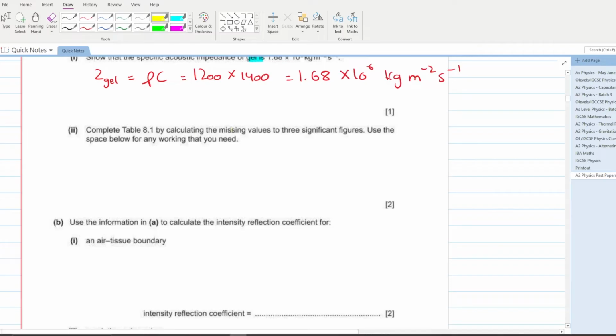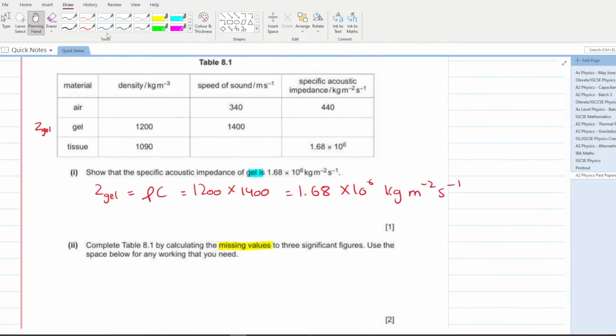Complete table 8.1 by calculating the missing values to 3 significant figures. Use the space below for any working you need. Okay, so we have gotten this value, that is 1.68 × 10^6. Let's calculate the other values.